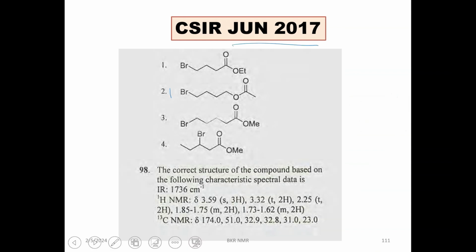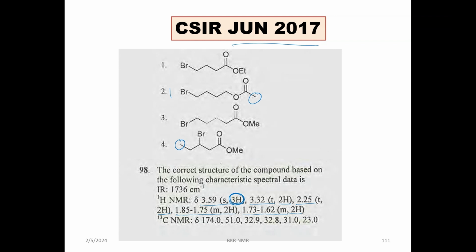A June 2017 problem, they're asking for the correct structure and giving you the particular data. So here you have 3.59 singlet, 3.32 triplet and 2.25 triplet. Two hydrogen, two hydrogen, three hydrogen, and you have 1.85 and 1.75 multiplet with two hydrogen, and again 1.73 and 1.62 multiplet, two hydrogen. So you have only one particular set of protons which are three hydrogen. So if I look into this particular problem, I have here three hydrogen.